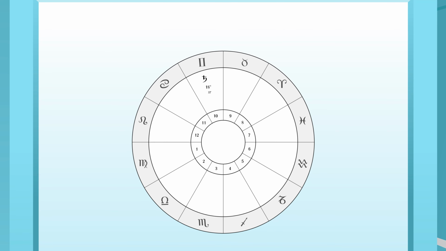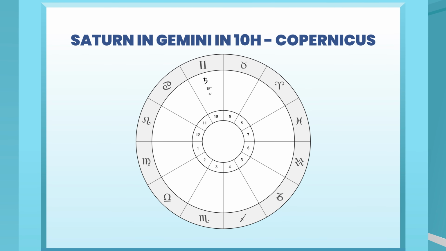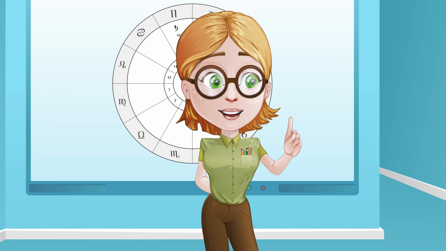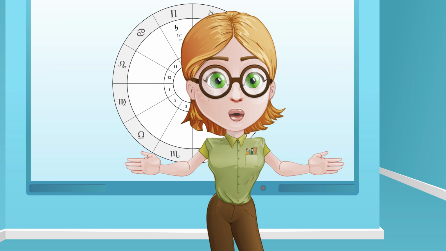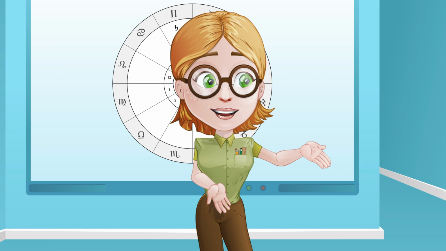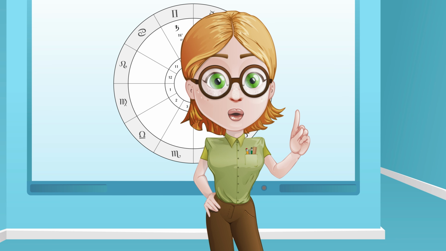By Saturn's stern gaze, here we have Nicolaus Copernicus with Saturn in Gemini in the 10th house, a placement as weighty as his discoveries. We just discussed Saturn in Gemini earlier. Saturn is the greater malefic, the planet of struggle, endurance, and delayed rewards. It brings success, but only after immense effort.